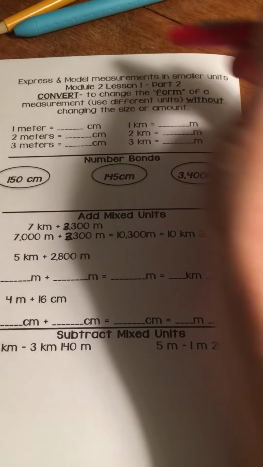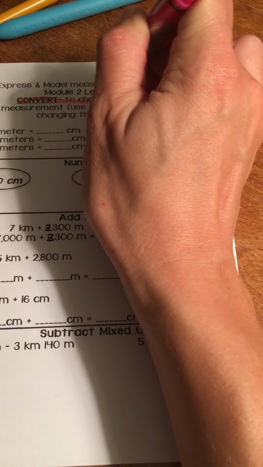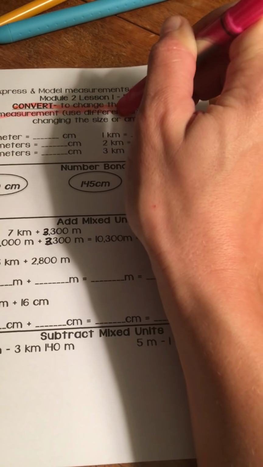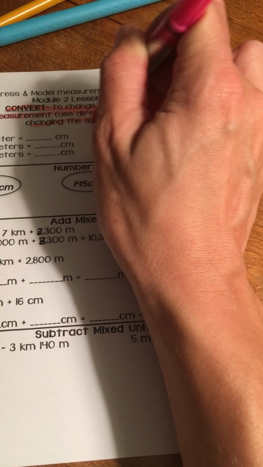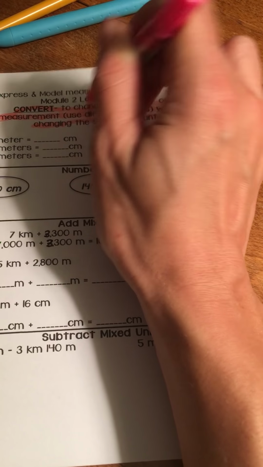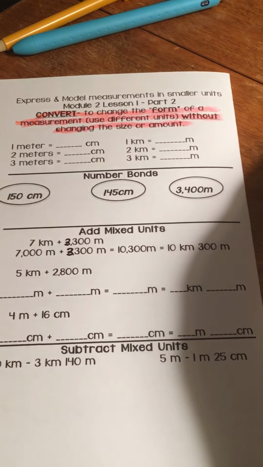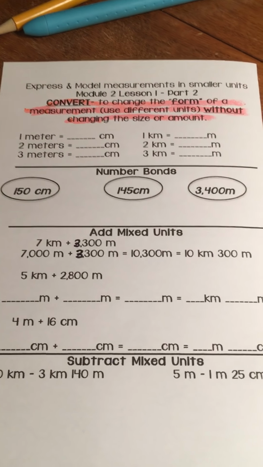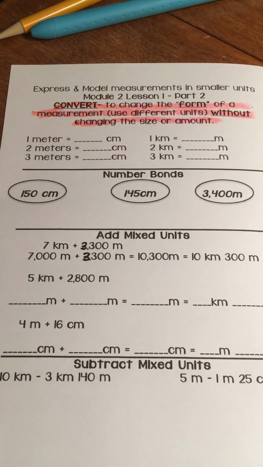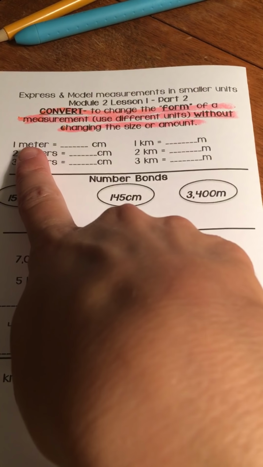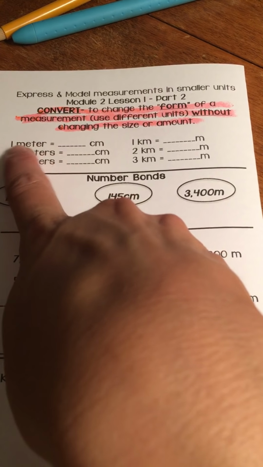All right, so I'm going to actually highlight that so that you guys don't forget that key vocab word. And you guys can highlight it as well. Okay? So to convert means you're using different units, but you're not changing the size or amount. Okay? So these are all conversions. 1 meter, the same amount, the same size, but in a different unit.